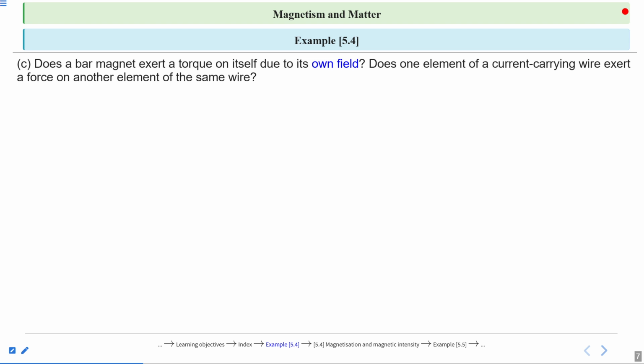Okay, so we will take two small elements on this wire. So the question is, does one element of the current carrying wire exert a force on another element of the same wire? Is it possible? So these are the two parts of the question. Okay, so let's see the solution.